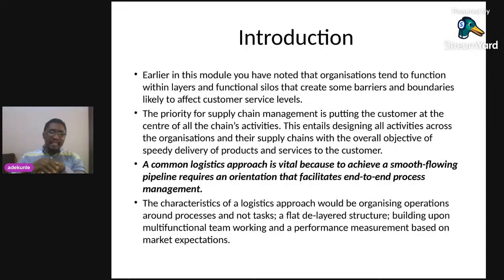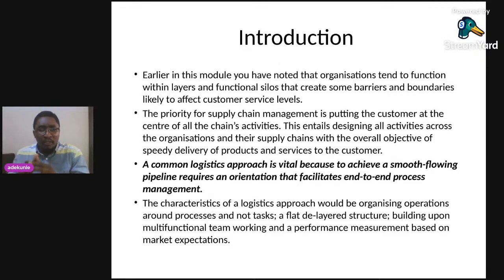So a common logistic approach is vital because it achieves a flowing pipeline that requires an orientation that the facilities' end-to-end process are being managed properly. The characteristics of the logistics approach will be organizing operations around process and not task. So we can have a flat layer structure building upon a multifunctional team, working together to increase their performance management based on what the market is expecting. So that's what we're looking at the logistic approach for.